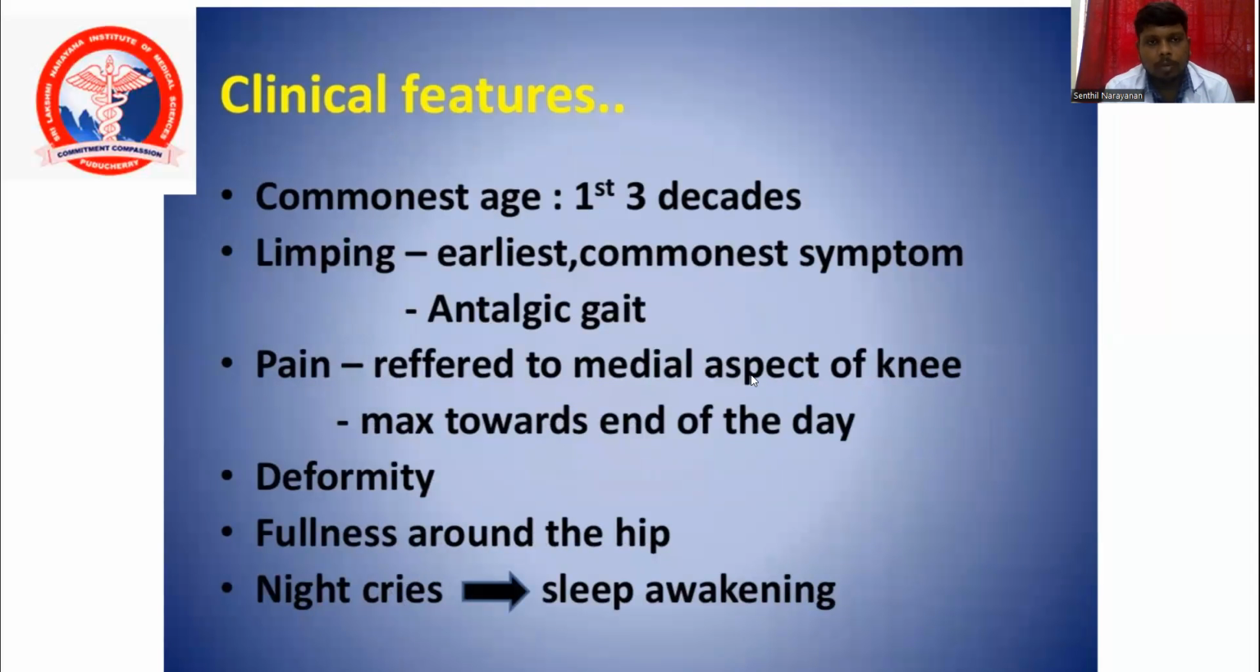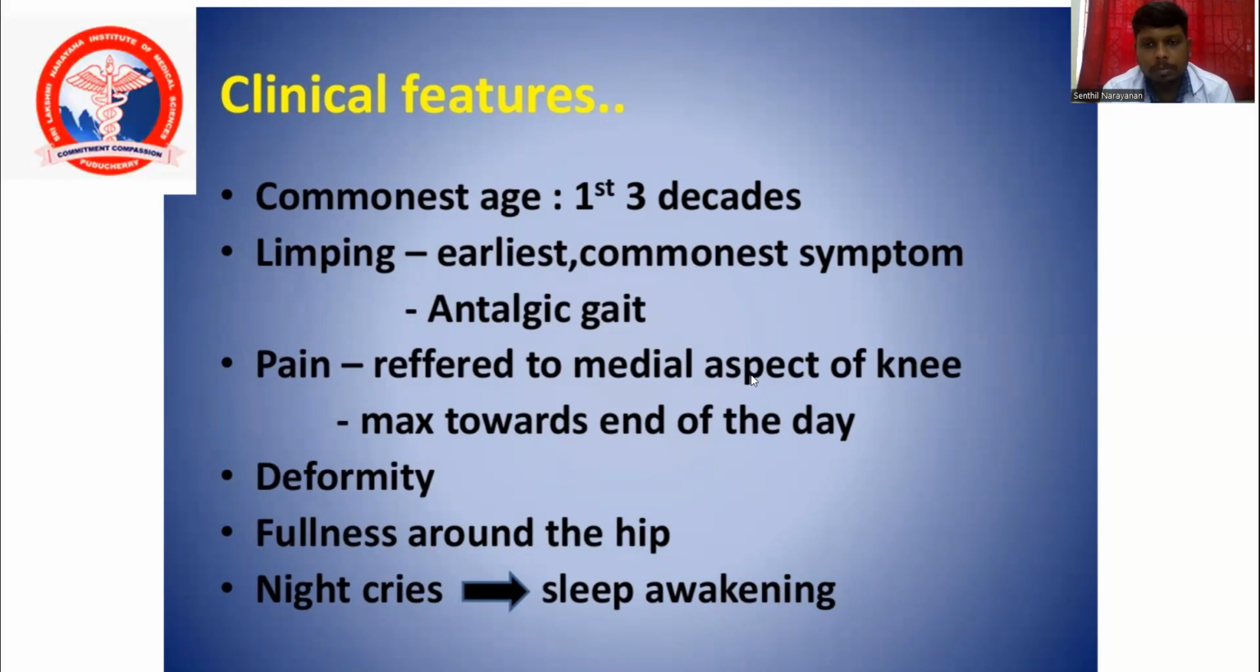So the clinical features of TB: the commonest age group is the first 3 decades. Limping is the earliest and commonest symptom, and the patient will have an antalgic gait. Antalgic gait is when the patient has pain, so there is a reduced stance phase of the gait to clear the foot off the ground as early as possible. So the earliest symptom is limping. It is the earliest and commonest symptom.